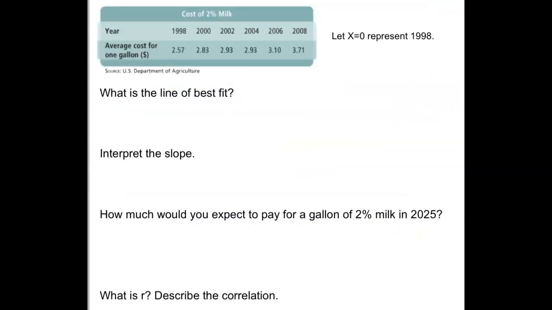All right. What I would suggest you do is pause the video and try this one on your own, and then turn the video back on and check your work. In this example, we're looking at the cost of 2% milk. Notice over here that it says our X being 0 would stand for 1998. So this would be times 0. 2000 is 2 years beyond that. And we're going up by 2-year increments. So our X values really should be 0, 2, 4, 6, 8, 10.